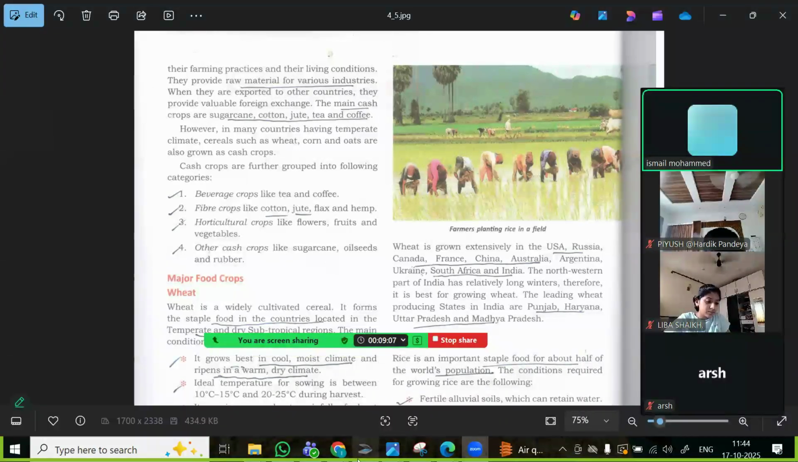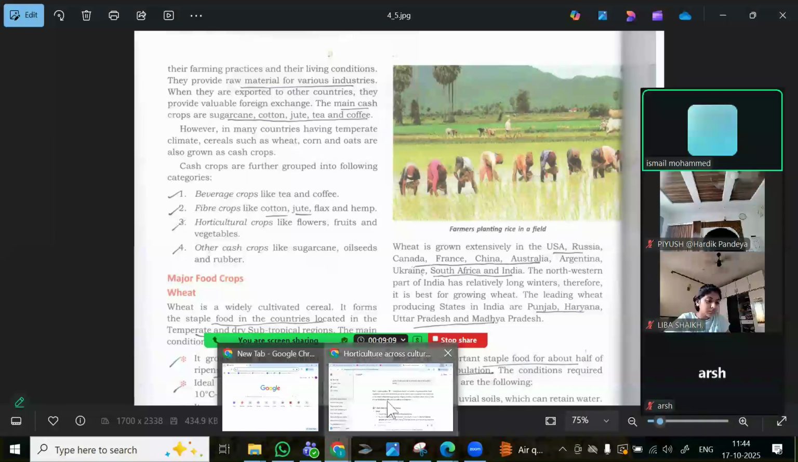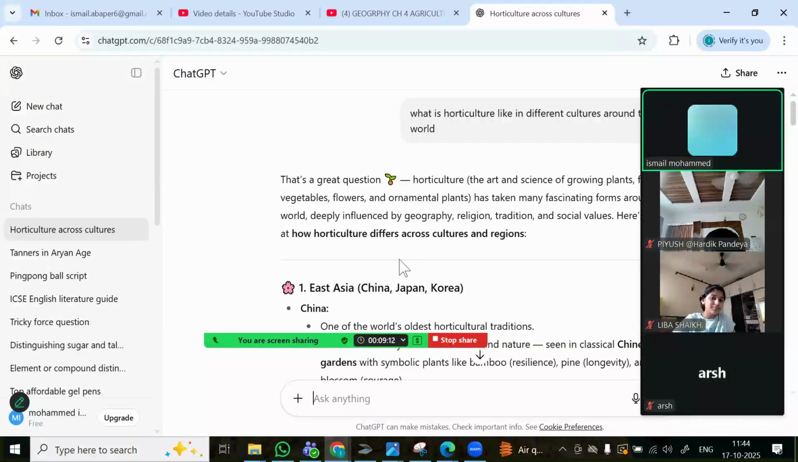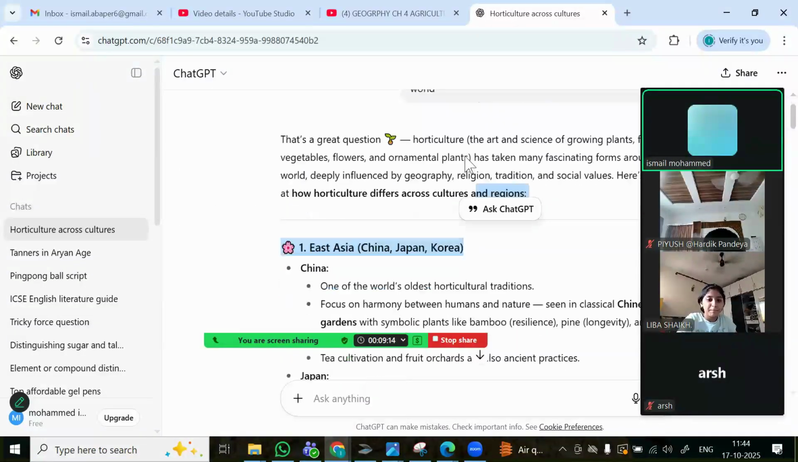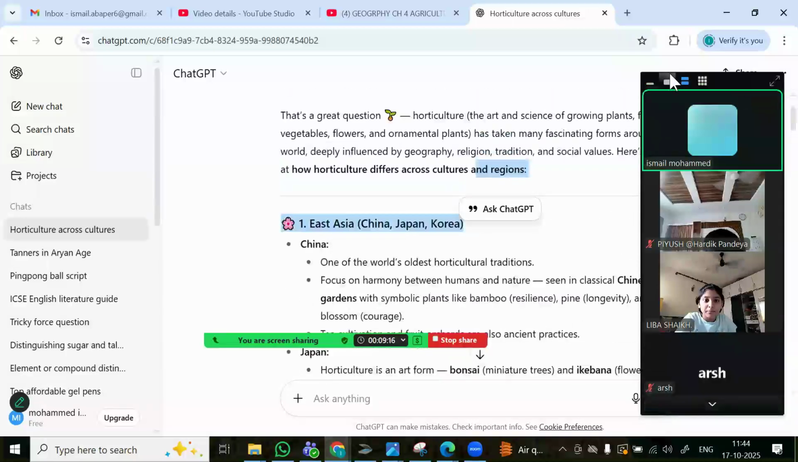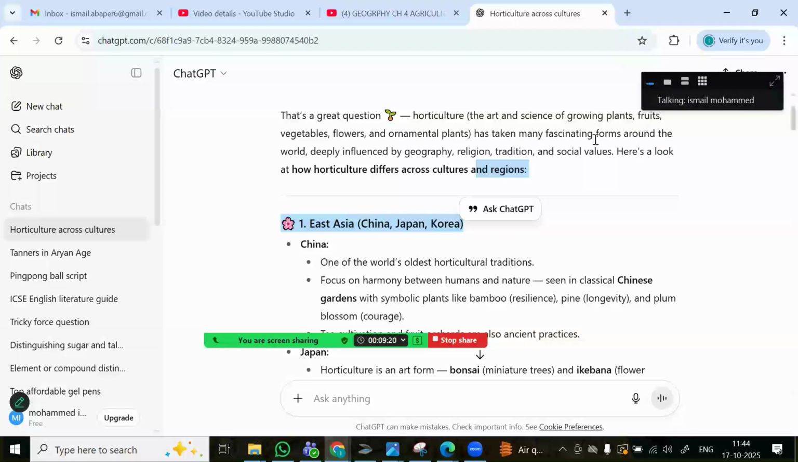Yesterday I think you asked what is horticulture. I got the definition for it here. Horticulture is the art and science of growing plants, fruit, vegetables, flowers, and ornamental plants. That is called horticulture. So depending on the region, it varies.